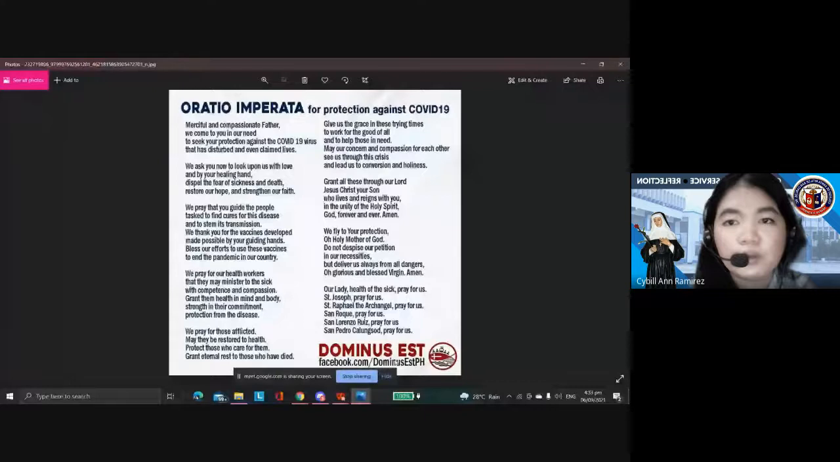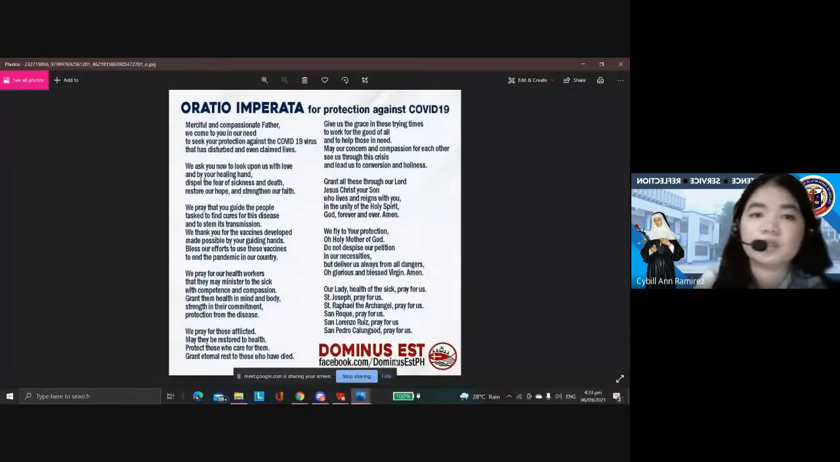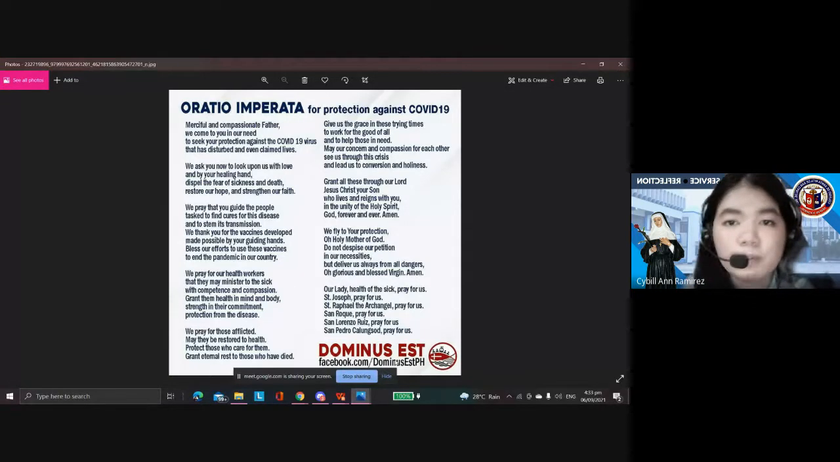Okay, so before we end, let us pray. In the name of the Father, the Son, and the Holy Spirit, Amen. Oratio imperata for protection against COVID-19, most especially nowadays that we have a Delta variant here in San Carlos City.